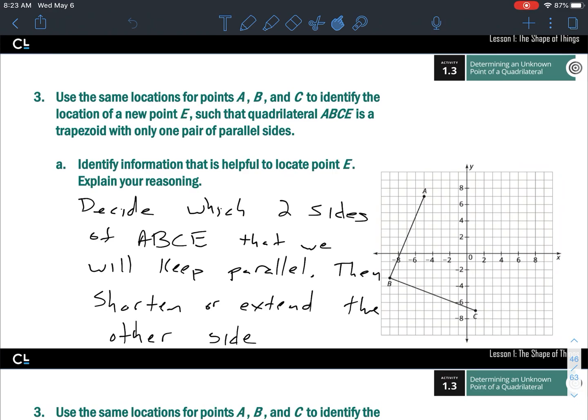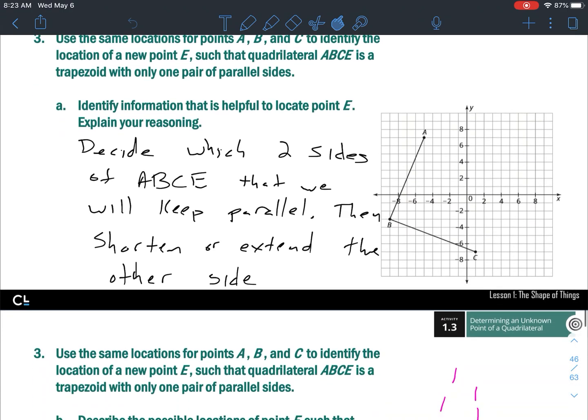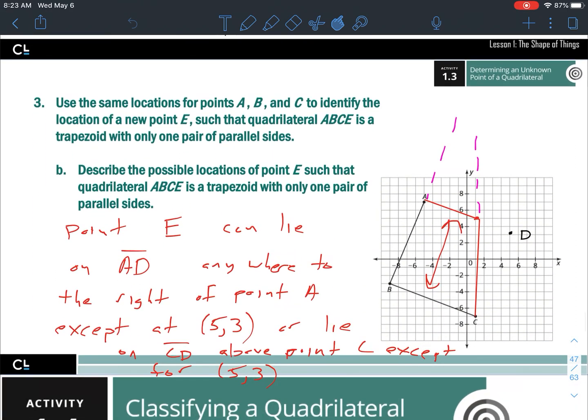The next part was asking us to make a new point E to make a trapezoid with only one pair of parallel sides. So we have to decide which two sides of ABCE we will keep parallel, and then we can either shorten or extend the other side. Describe possible locations. So what I said here is point E can lie on line segment AD anywhere to the right of point A, except at 5, 3, where the original D point is, or can lie on line segment CD above point C, except for 5, 3.